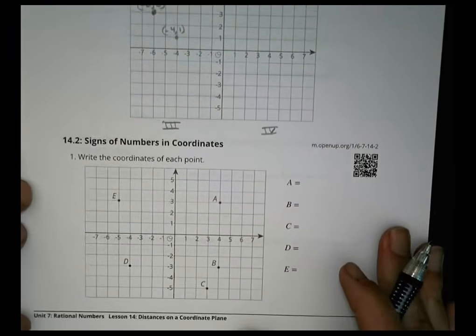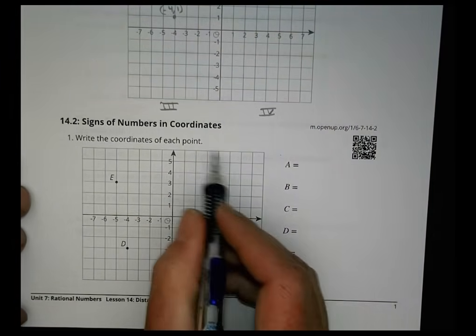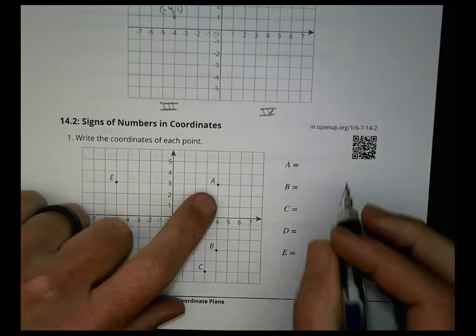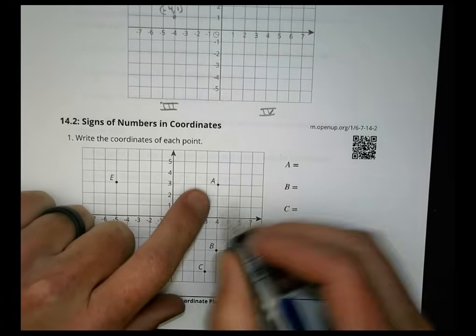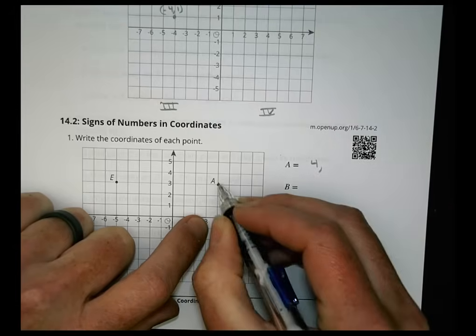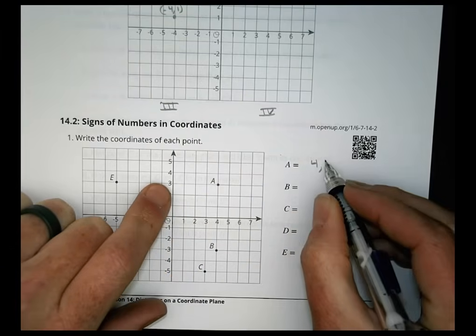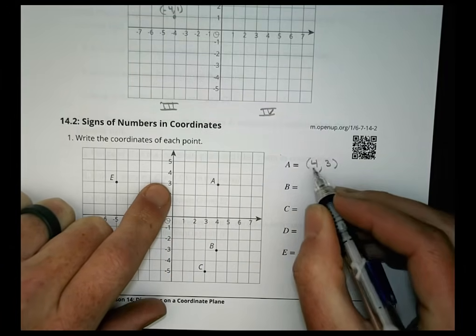All right, the next activity, activity number 2, signs of numbers in coordinates. So we're going to write the coordinates of each point. Okay, so A is located at, we can see here, 4 is the x value, and then the y is over here at 3. So if we go 4, and then we go 3, that's where A is located.